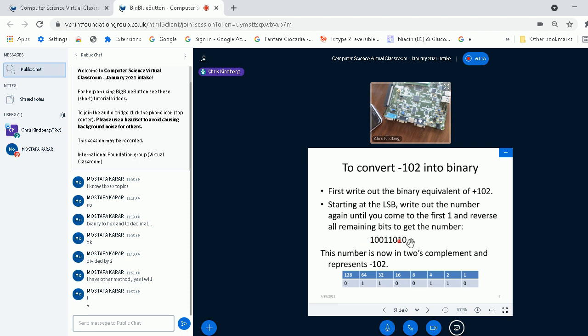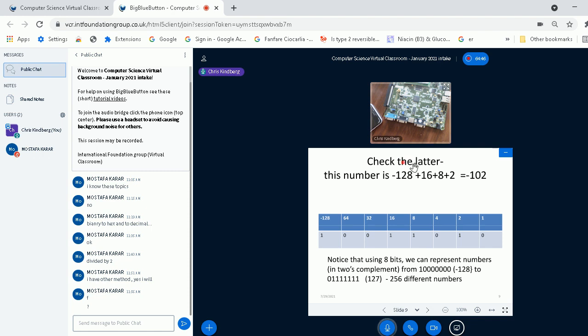And this, interpreted as a 2's complement number, you can start adding minus 128 with all these factors, and you should get 102. Minus 102. Sorry, you should get minus 102 back again. So check the latter. Minus 128 plus 16 plus 8 plus 2 is in fact minus 102.